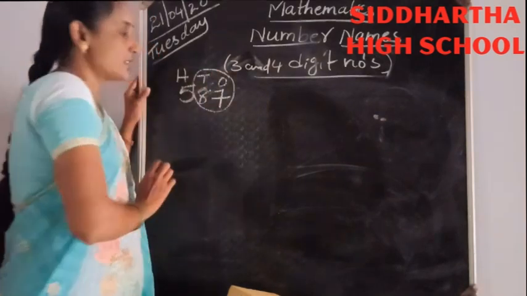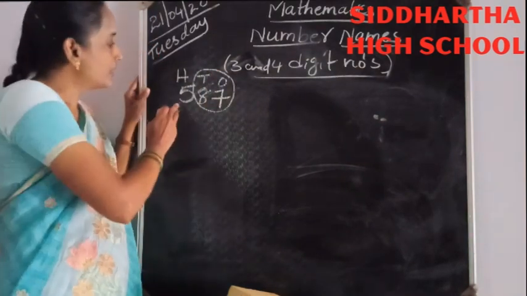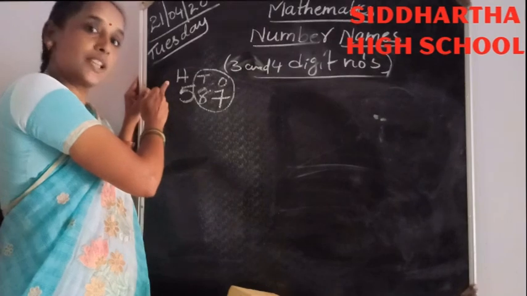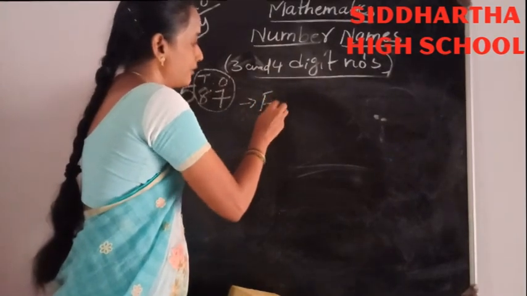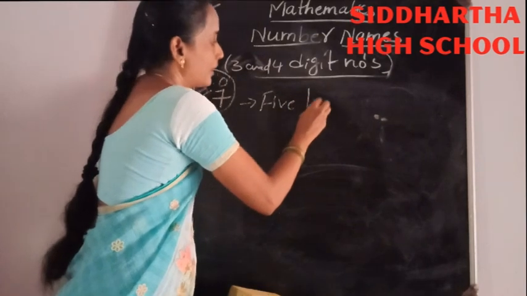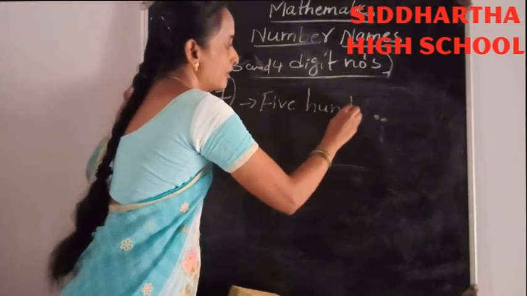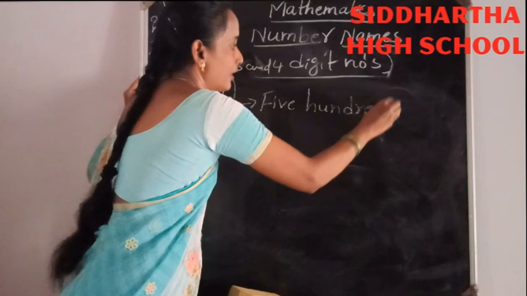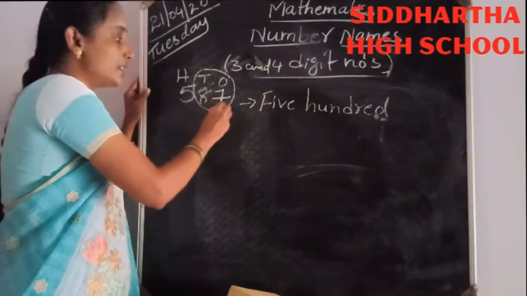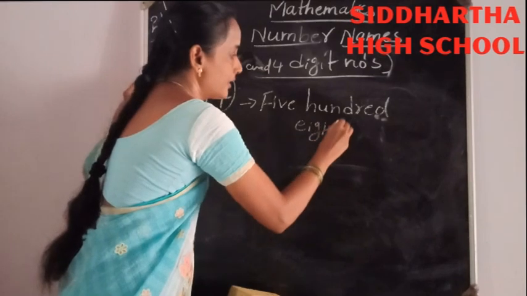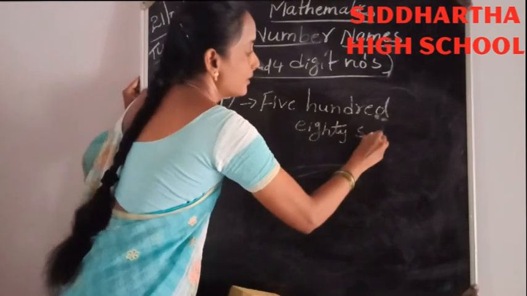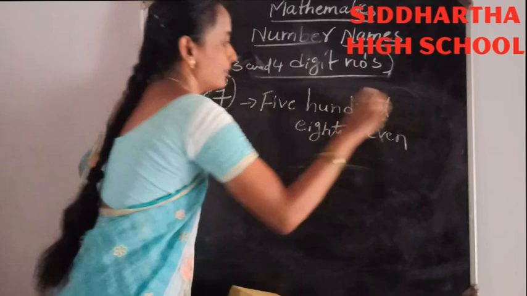It is better to understand how to read the numbers. This 5 is in which place? Hundreds place. 500. 87. 587. Okay, children.